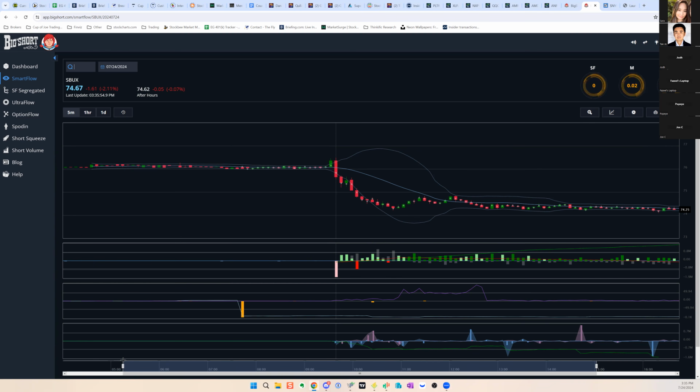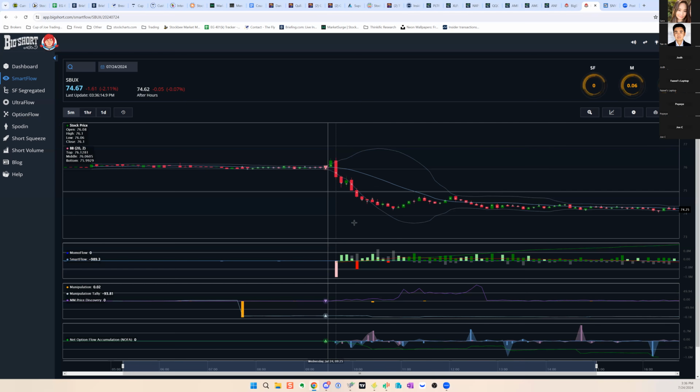So I haven't done any work on the indexes looking at this. There's probably a correlation, but if the Qs or the SPY moves 1% in a day and Starbucks does 4%, guess where I'm going to be? I'm going to be in the thing that's going to give me 4%, not in the thing that gives me 1%. So I only focused on this on individual names.